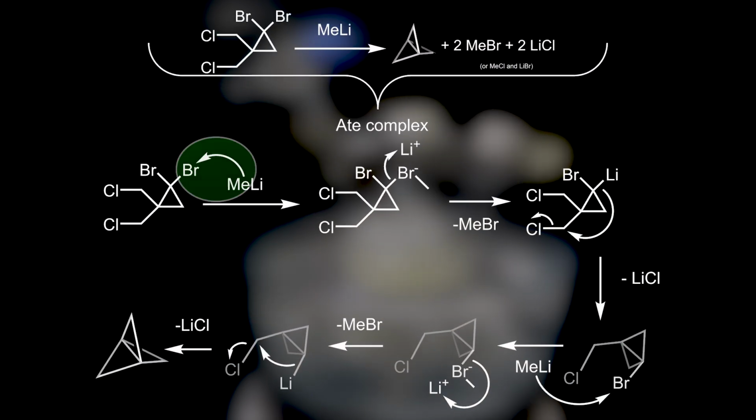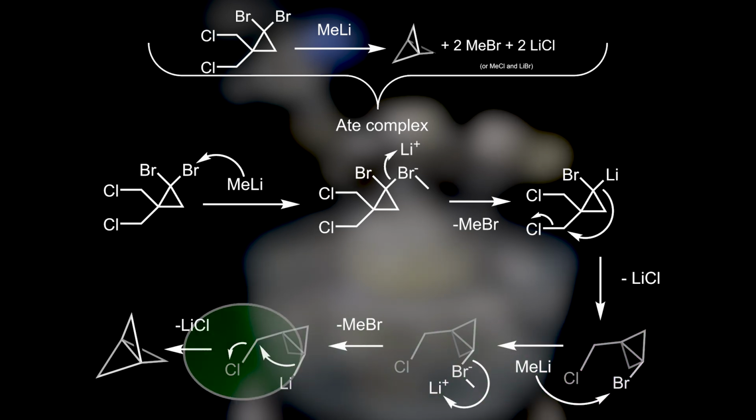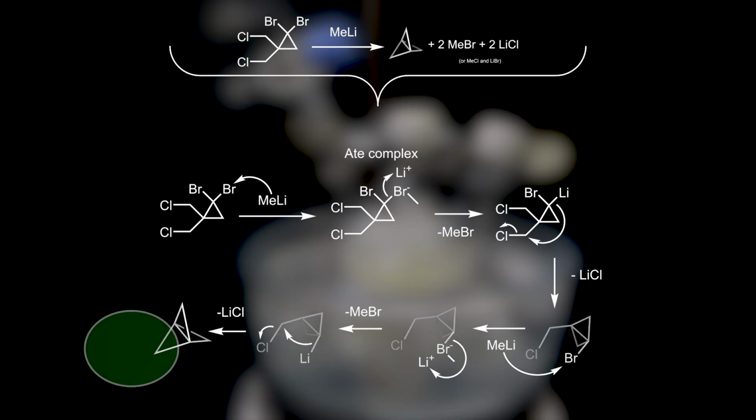In more detail, methyllithium first attacks one of the bromines, forming an ate complex. The carbon-bromine bond electrons then take up the lithium and kick off methyl bromide. The carbon-lithium bond electrons attack the carbon adjacent to one of the chlorines and kick off the chlorine to form lithium chloride and the intermediate product. This then undergoes the exact same set of reactions to form the final product, 1,1,1 propellane.